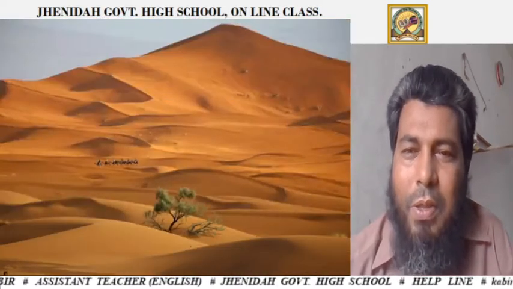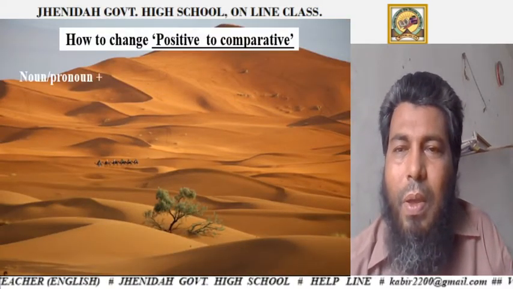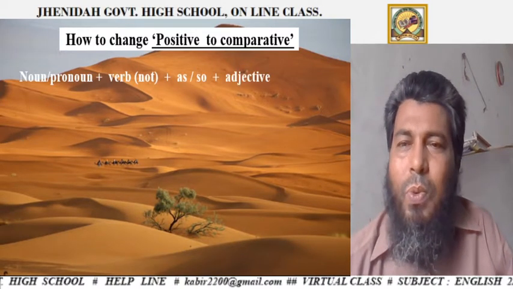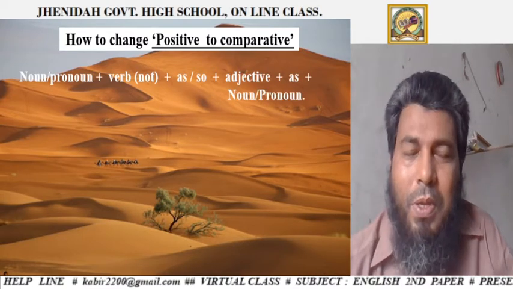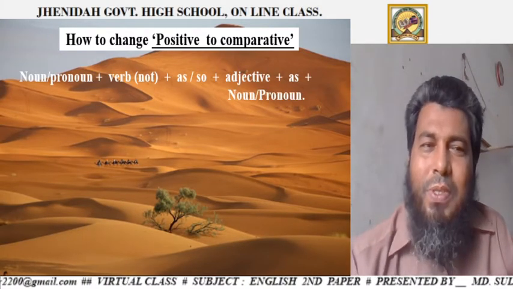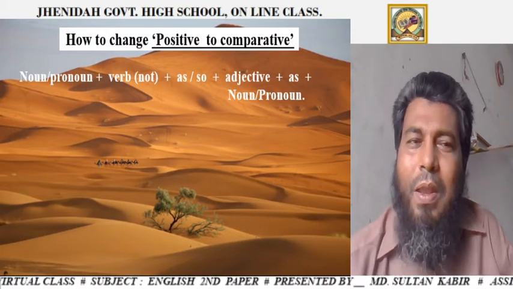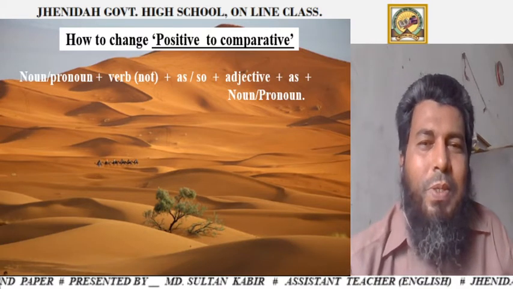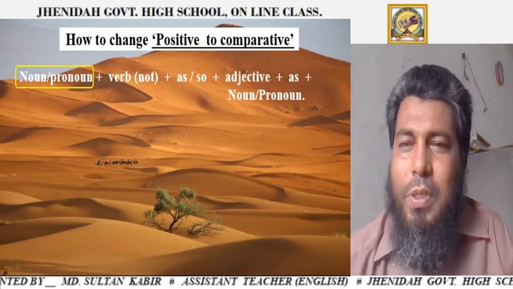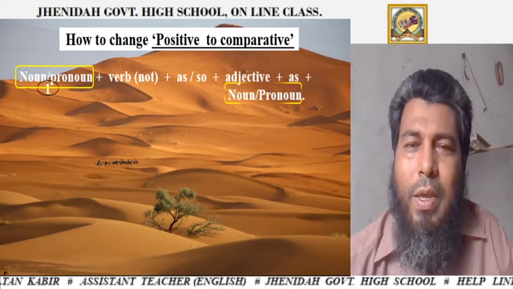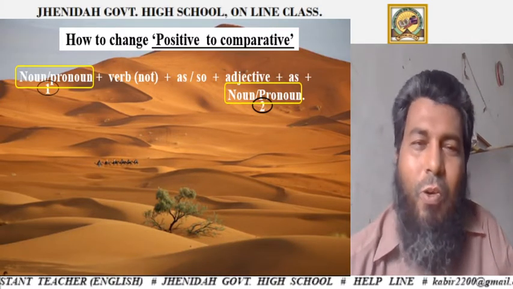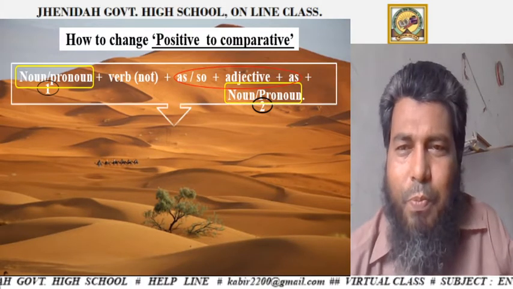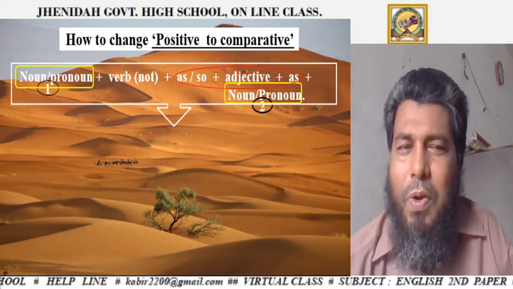Look, another rule here. The structure of positive degree that begins with noun or pronoun plus verb plus not. Look here, there is a little bit of difference. Here the verb must be in negative. Okay. Then as, also, plus adjective plus as plus noun or pronoun. So this is the first noun or pronoun, and this one is the second noun or pronoun. Okay. And the common structure is here: as/so plus adjective plus as. So how can we change these types of positive degree to comparative one?